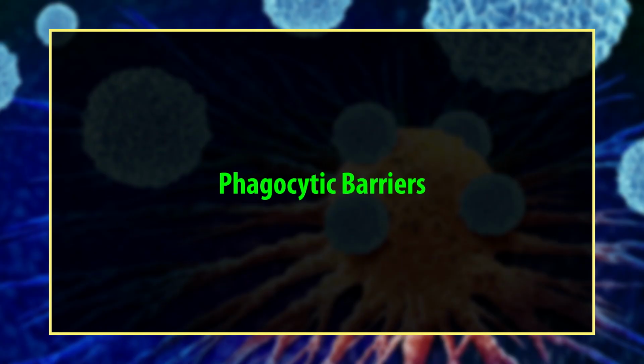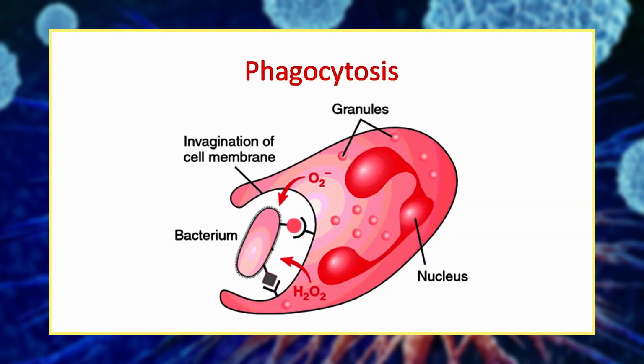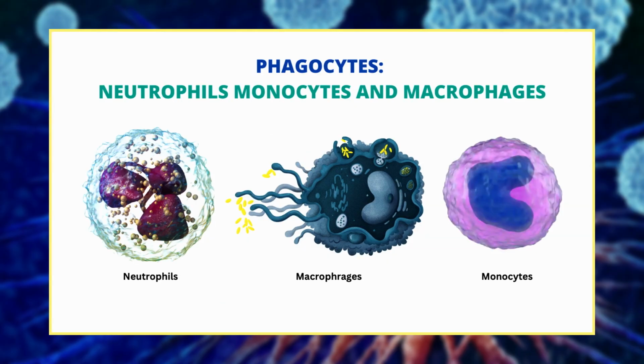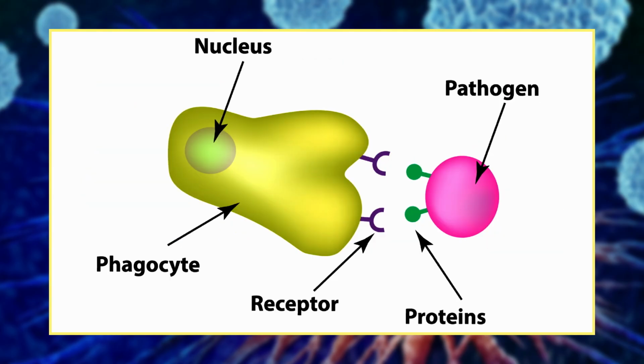Next are the phagocytic barriers. Phagocytosis and innate defense by monocytes, neutrophils and macrophages engulfs extracellular particles like pathogens via plasma membrane extensions, forming phagosomes, enabling effective capture and elimination of harmful microorganisms.